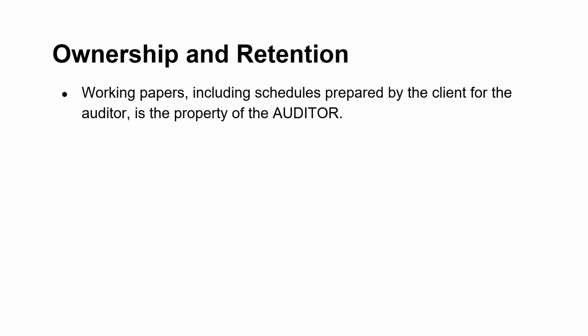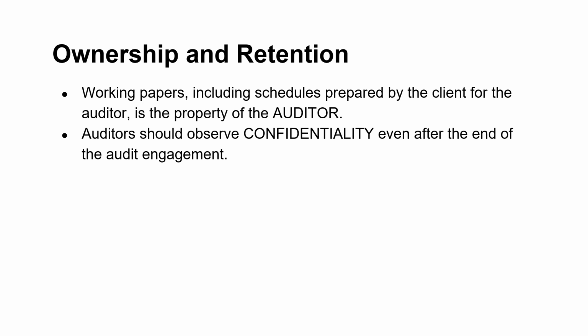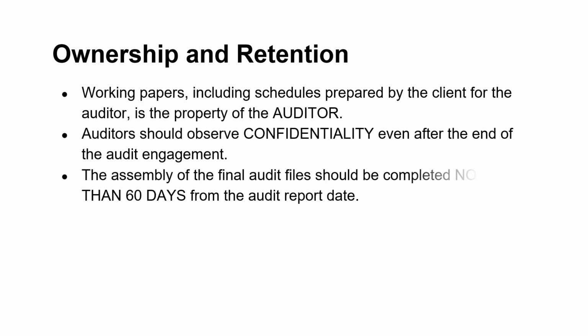That is why, in cases, for example, of predecessor successor auditor relationships, and the successor would like to request, okay, to view your working papers, it is not enough that the client approves such request, but the predecessor auditor must approve, okay, in the case of the review of the working papers, because at the end of the day, the working papers are owned by the auditor. Auditors should observe confidentiality even after the end of the audit engagement. So, this is the thing with our fundamental ethical principle of confidentiality. It does not end when the relationship ends. Even when the relationship has already ceased, you must still observe confidentiality.